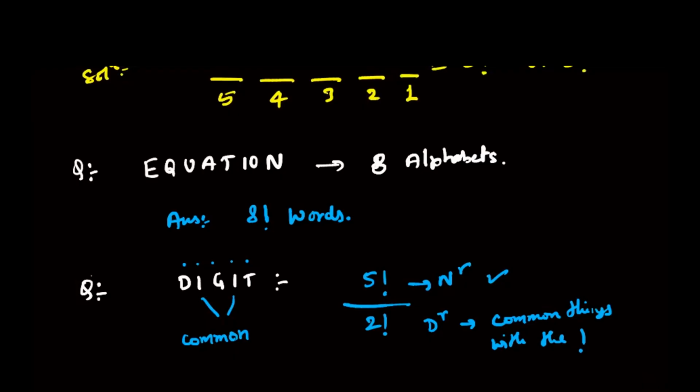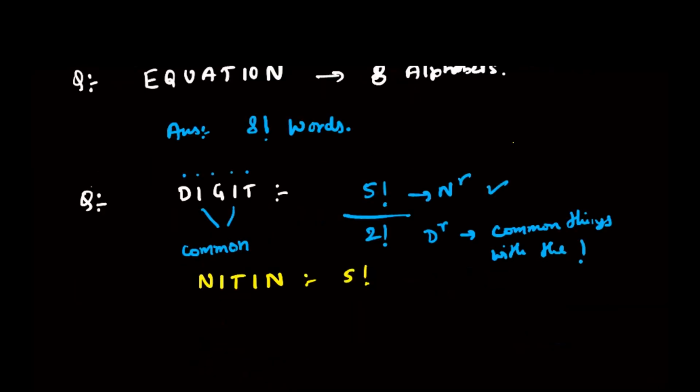Now similarly, you could think of this word Nitin. This is also the same as digit. So here also you will have 5 factorial divided by 2 factorial. Why? Because there are 2 I's, 2 things are common, and then 2 N's are also there, so I have to divide by another 2 factorial. Mind it, the numerator is not changing, only the denominator is becoming 2 factorial times 2 factorial. Does that make sense?